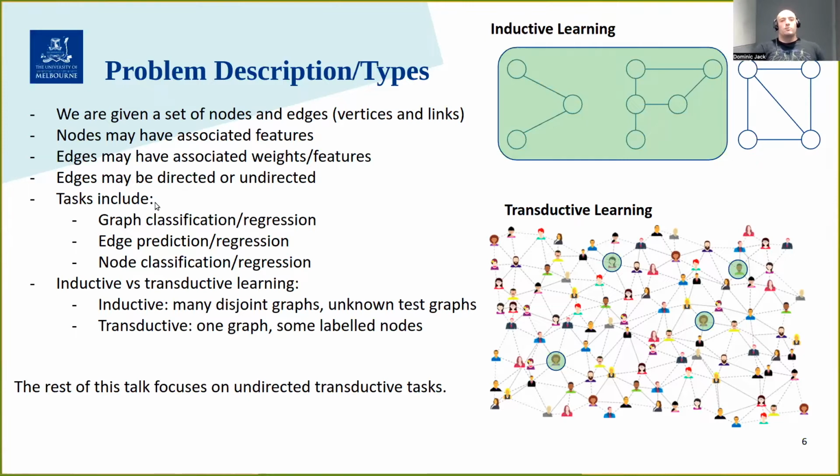Right. Typical tasks include graph classification or regression. So if you think about the question of, is this molecule soluble? That's a graph classification problem. Soluble in water. We're trying to get a property of an entire graph based on the structure and the node properties. But there are other things we can do.